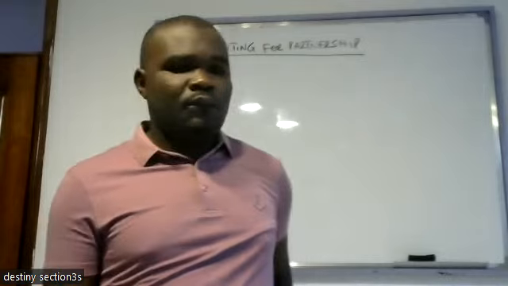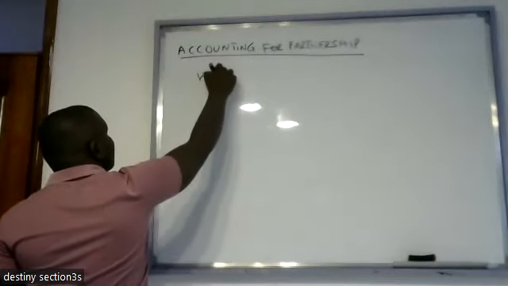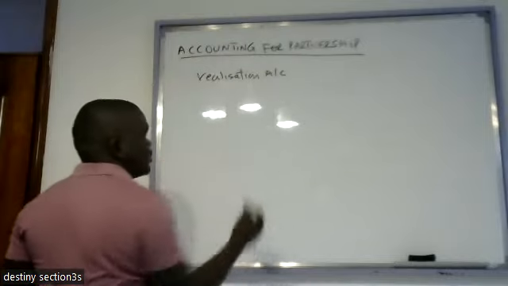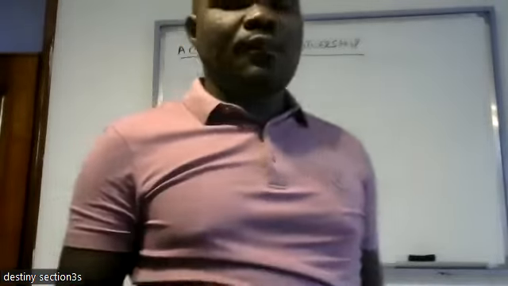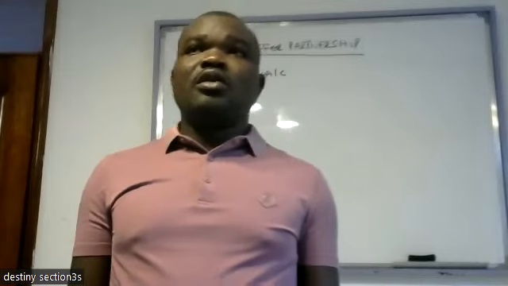And down there, during conversion, comma, a realization account is prepared in order to determine gain or loss on the values of the assets. Full stop.